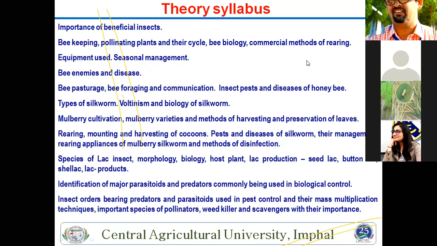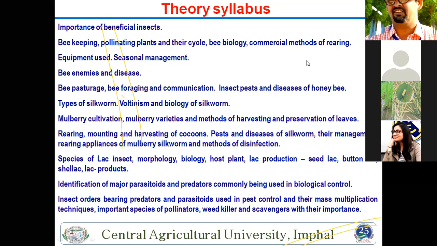Then second, this is related to equipment. What type of equipment is used for beekeeping? Then how many seasons are there for beekeeping? Then harmful insects, that is another: bee enemies and diseases. This beneficial honeybee has many enemies and diseases also occur in it. So we will also study this.